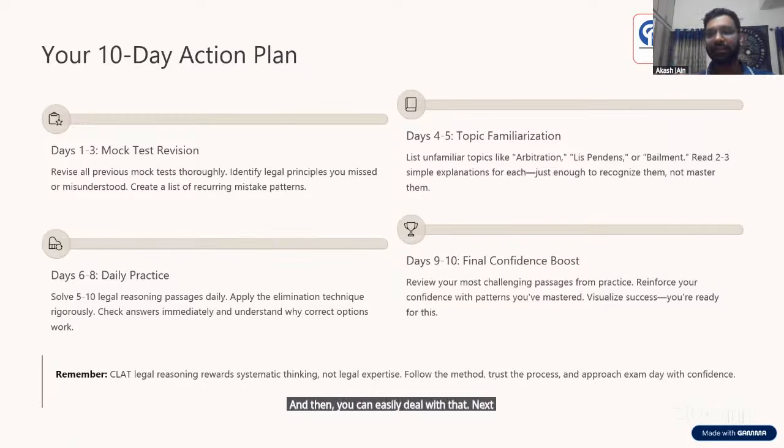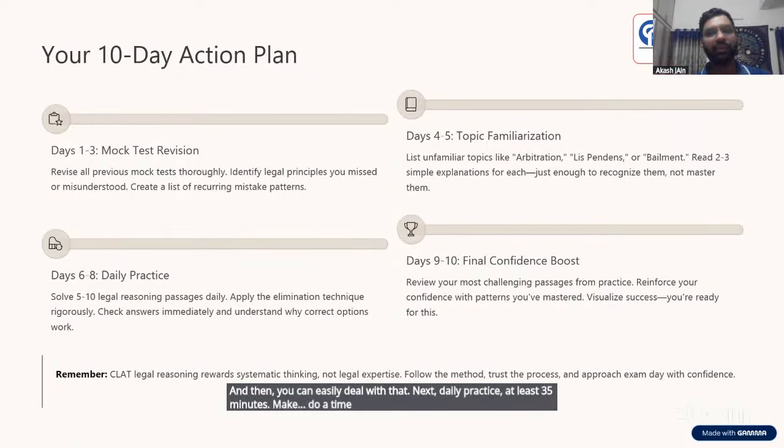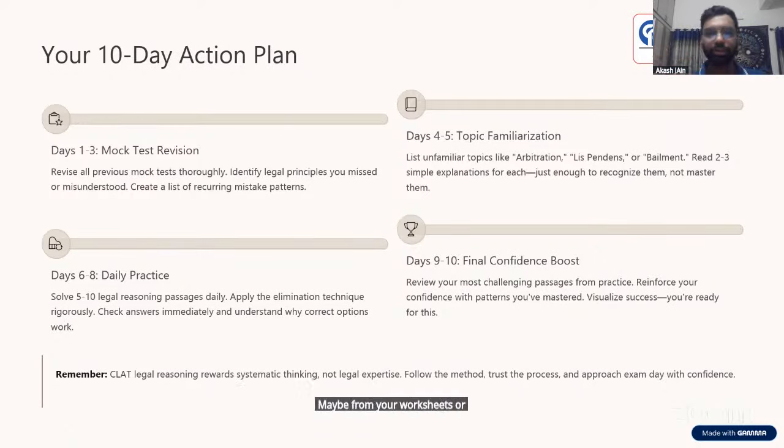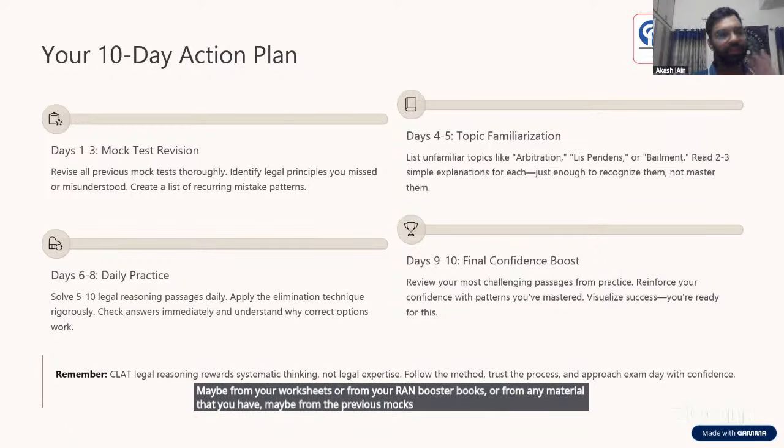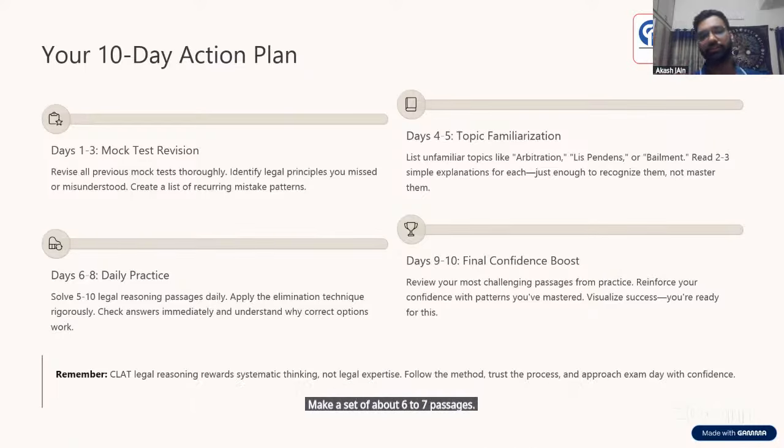Next, daily practice, at least 35 minutes. Do a time-bound practice. Pick up maybe 6 or 7 passages from any source, maybe from your worksheets or from your rank booster books or from any material that you have, maybe from the previous mocks that you've written. Make a set of about 6 to 7 passages. Try to solve it within 35 minutes.